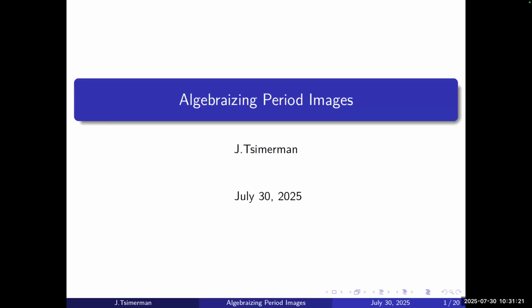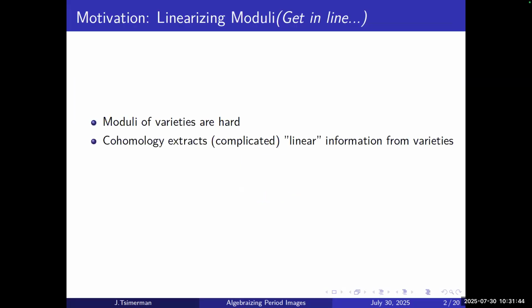So last talk we talked about this category, definable analytic spaces, which is supposed to have sort of all the benefits of algebra and analysis in some sense. And today we're going to apply that to period images, studying images of period maps for variations of Hodge structures. Let me start by just motivating that, because not everyone maybe is familiar with this kind of thing.